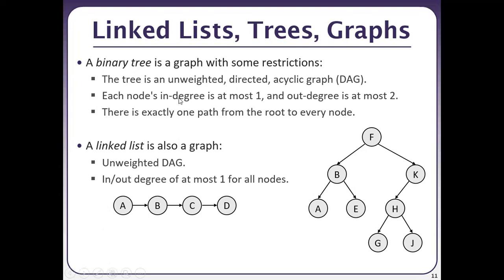But for a binary tree, the in degree will have a maximum of 1 and out degree will have a maximum of 2.